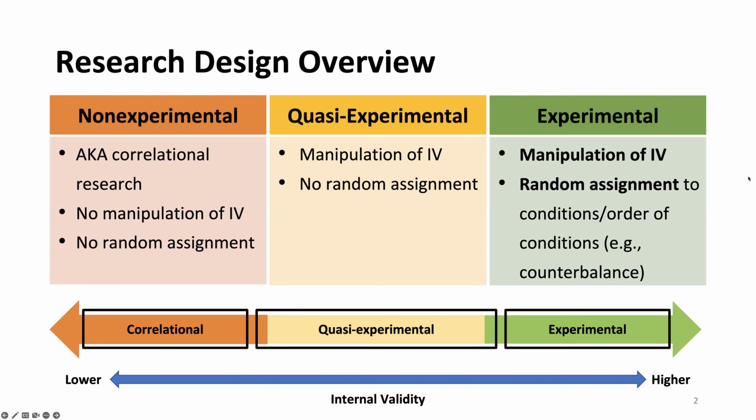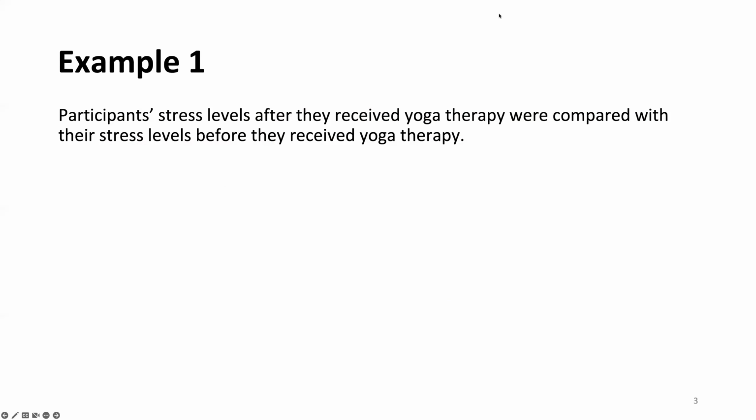So let's look at some examples. I'm going to draw. I know you guys love my handwriting and it's even better on video. So example 1, participants' stress levels after they received yoga therapy were compared with their stress levels before they received yoga therapy. So let's break this down. We are looking at manipulating when we measure stress levels. So there's an intervention here.